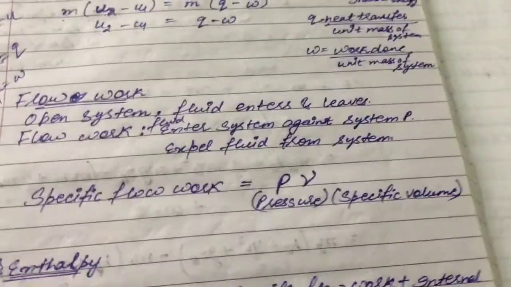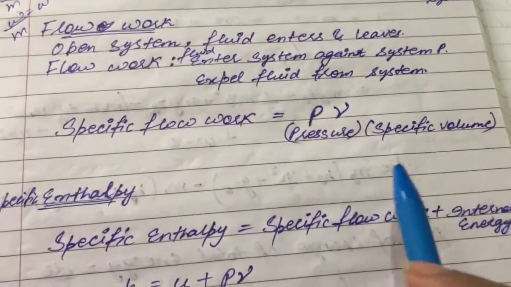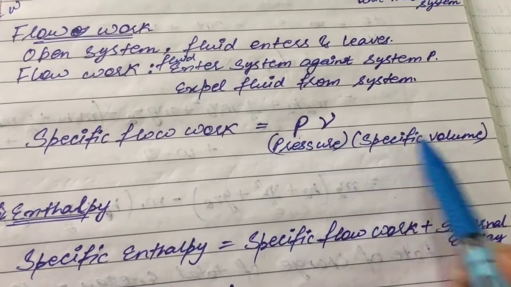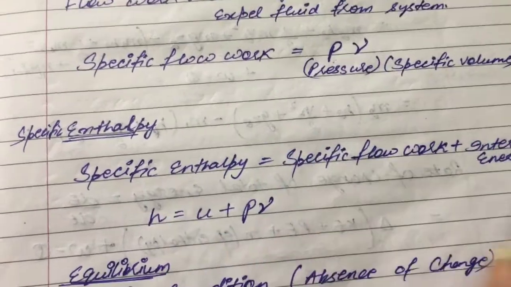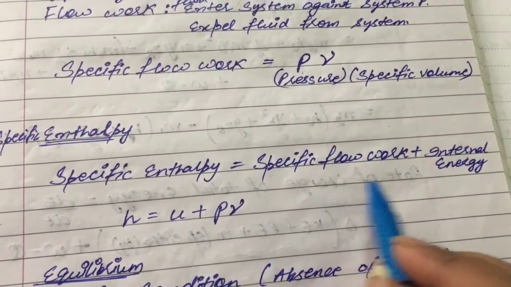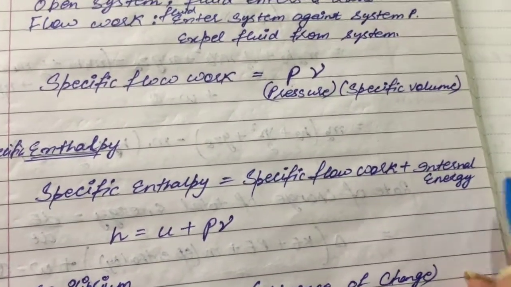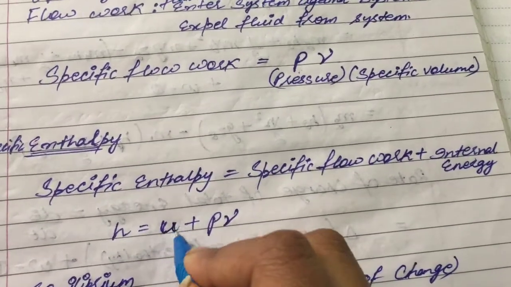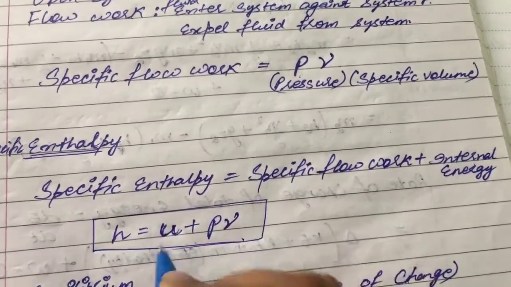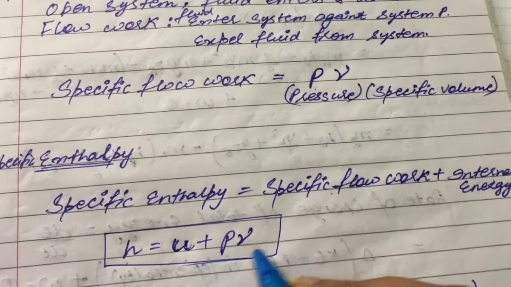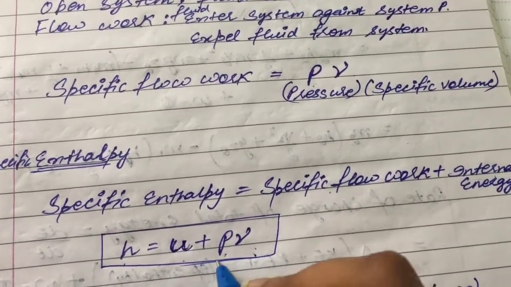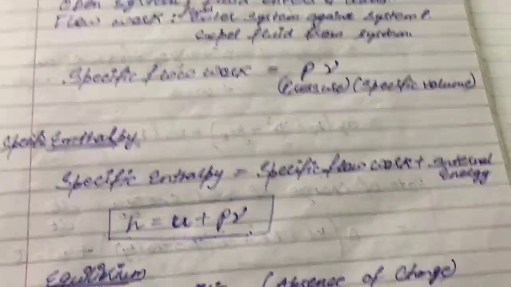Specific flow work is calculated as pressure into specific volume, and specific enthalpy is the sum of specific internal energy small u and specific flow work: h is equal to u plus pv, pressure into specific volume.